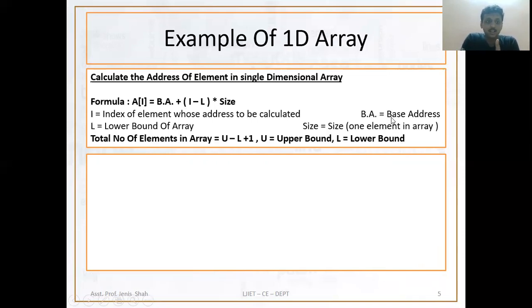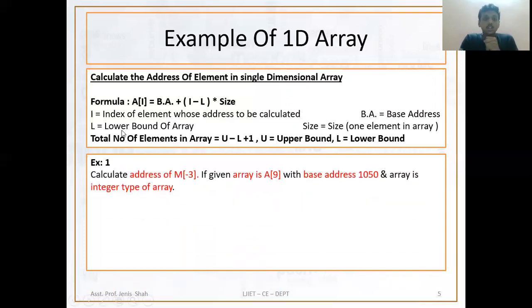Next one is lower bound. L stands for lower bound of the array. And size is equal to the size of one element in the array. Listen, if the array is of type integer, then size is 2 bytes, float size is 4 bytes, character size is 1 byte. Okay, keep it in your mind.